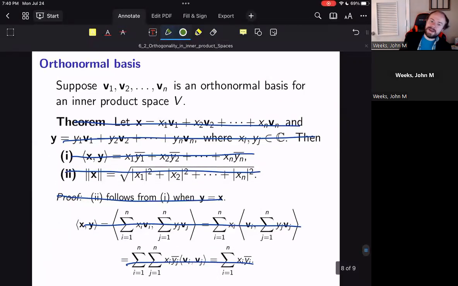Now let's get to talking about an orthonormal basis. Let's suppose we have an orthonormal set that also forms a basis for this inner product space. An example to be looking at is the previous one we were looking at, the continuous functions going from negative pi to pi into the complex numbers.